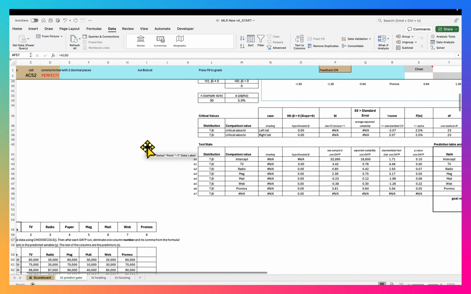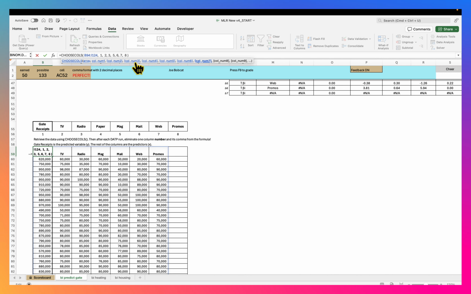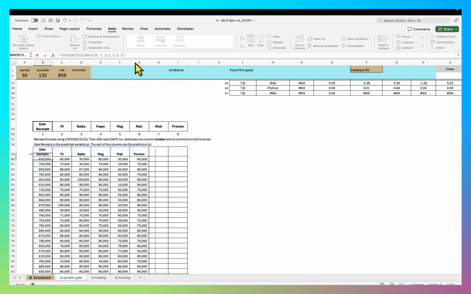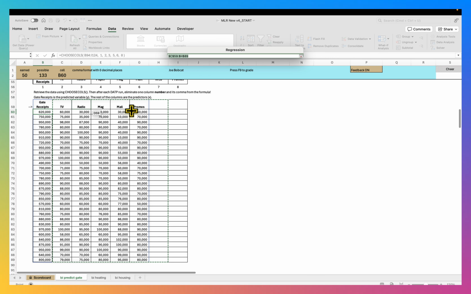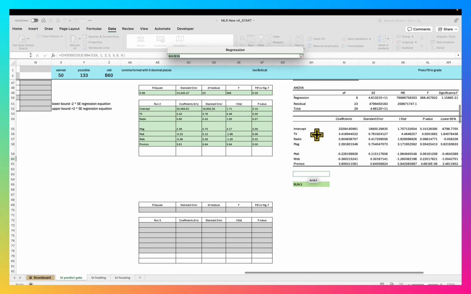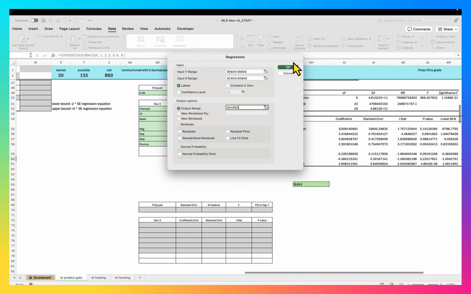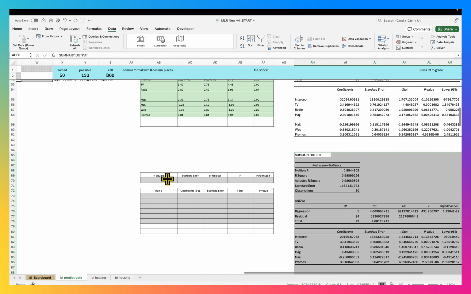So back to the data analysis toolpack. Change the formula to get rid of Webb, which is number 7. So click here, get rid of the comma and the 7. Webb's gone. Run data analysis toolpack. The Y range will stay the same, but the X range is always reduced by 1. Highlight. And the output range is going to be for run 3. Click OK, OK. And then reference the cells again.